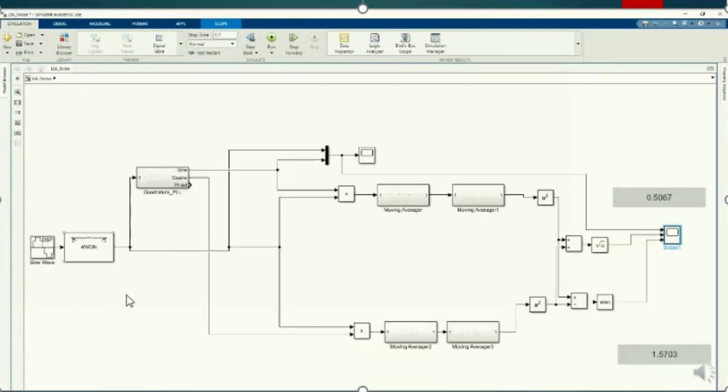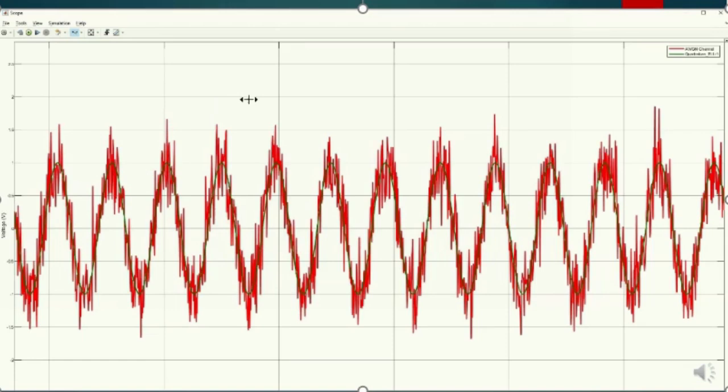The next case is a noisy signal. Additive white Gaussian noise of 10 dB SNR is added to the incoming signal. Now we will see the result. Here we can see that the PLL extracts the fundamental component of the noisy signal perfectly, and it is matching with respect to phase and frequency. That is evident from the figure.